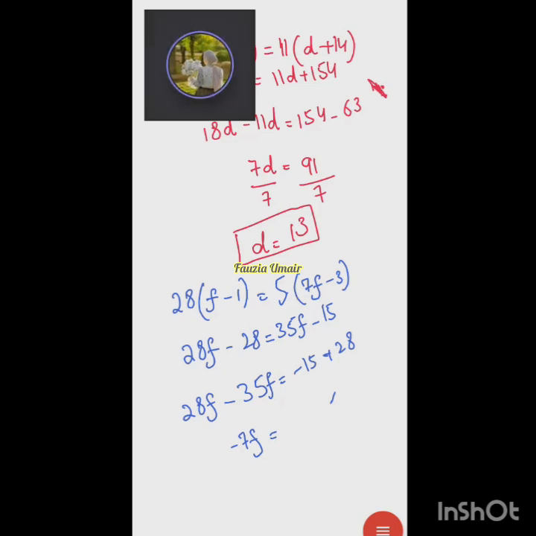13. Right. So now divide both sides with what? Minus 7. Very good. So divide both sides with minus 7. So f is equal to minus 13 by 7. Right? So beta, is it clear? Yes. Right.